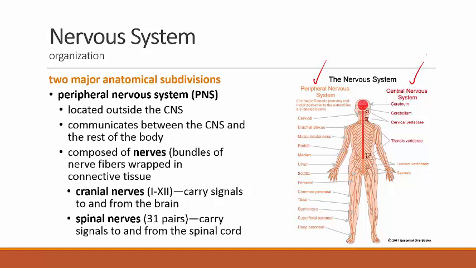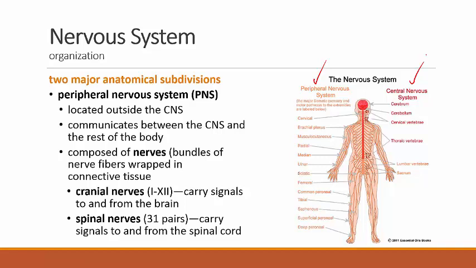It's composed of nerves. These nerves are bundles of nerve fibers, the axons of neurons. So that's bundles of these axons that are wrapped up in connective tissue wrappings that isolate the individual axons from each other. And we have two sets of nerves in the peripheral nervous system.